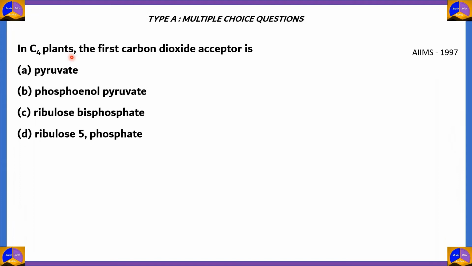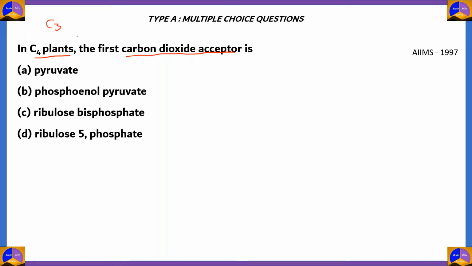In C4 plants, the first carbon dioxide acceptor is A. Pyruvate, B. Phosphoenol pyruvate, C. Ribulose bisphosphate, D. Ribulose 5-phosphate. So the question is asking us to find out the first carbon dioxide acceptor in C4 plants. So when plants do photosynthesis, the CO2 from the atmosphere is accepted by a compound. It differs in C3 and C4 plants.